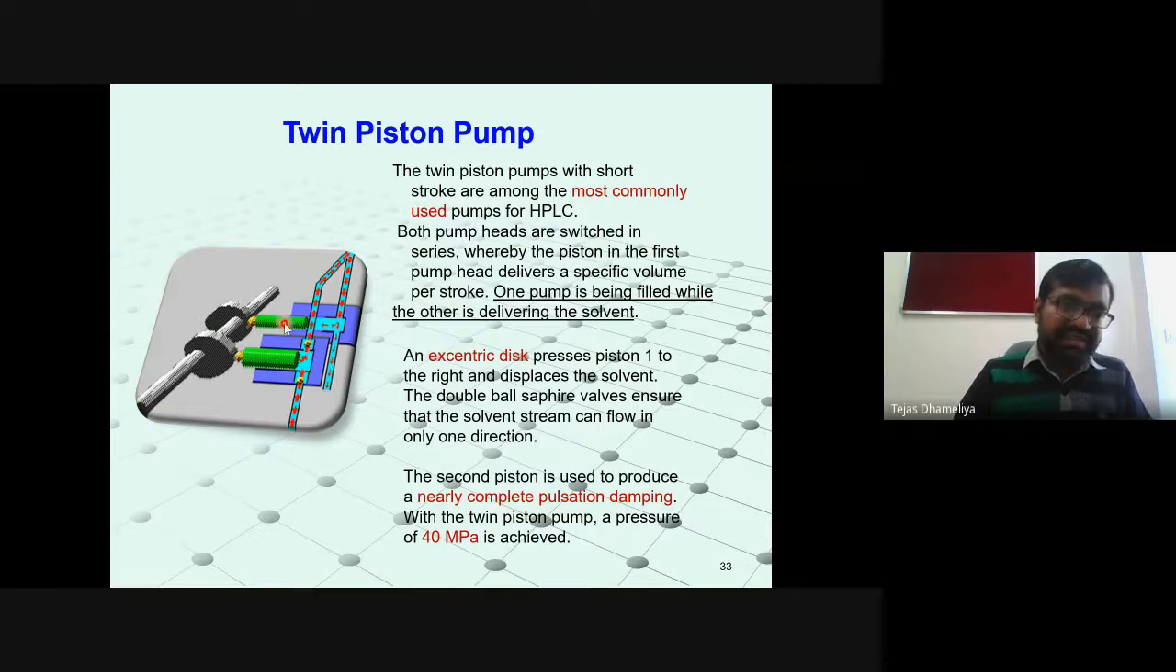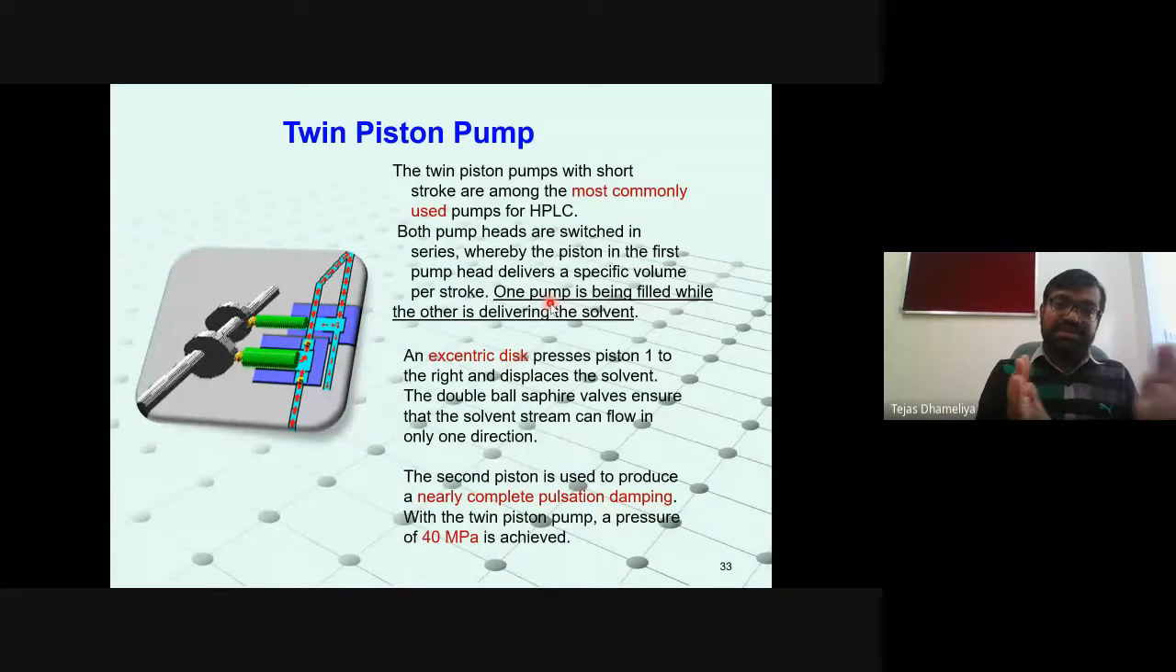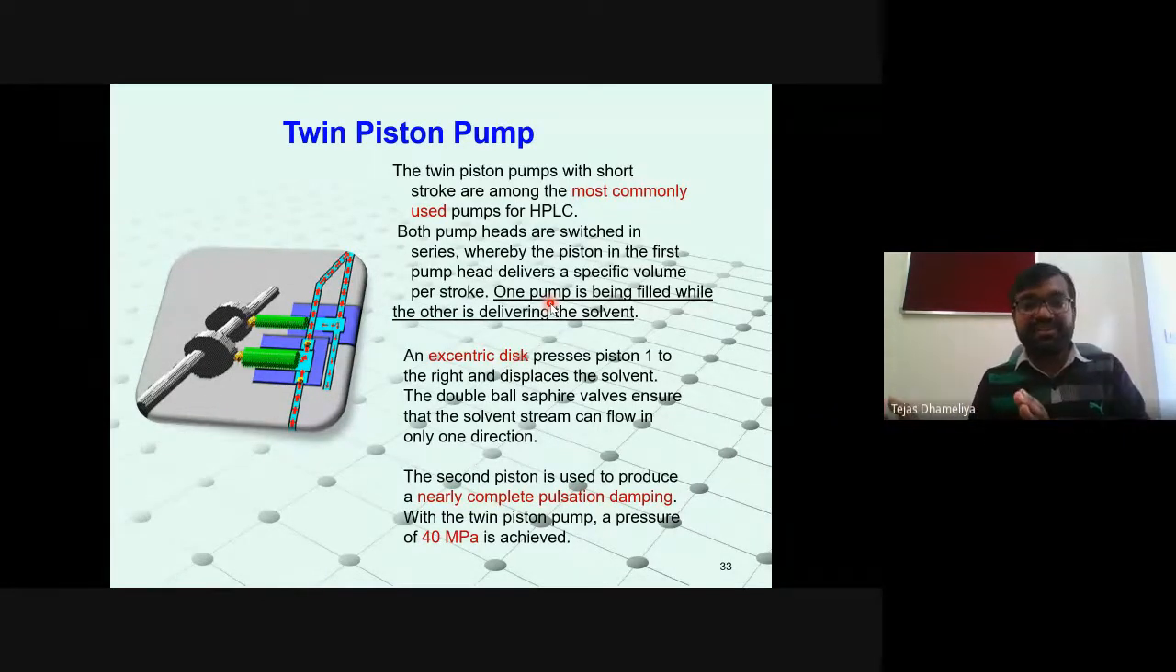At the same time, when this piston is moving forward, the other will be going towards the backside. That way it will allow the flow from the reservoir towards the column, and we can achieve nearly 40 megapascal pressure with the help of this. When one pump is being filled, the other pump is delivering the solvent. When the other pump is being filled, the first pump is delivering the solvent.